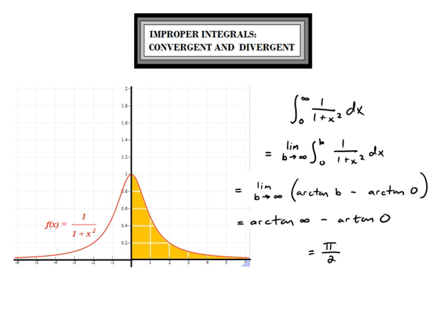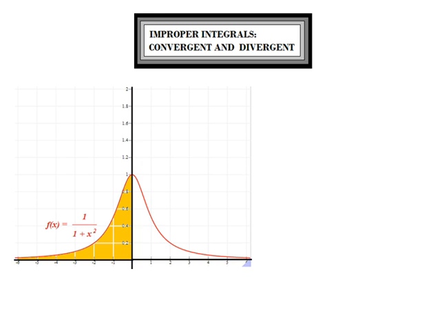The original limit, then, the limit of the integral exists. So this improper integral is convergent. Now, let's take a look at the other side of the graph. In the first one, we took a look at the interval from 0 to infinity. And now, how about negative infinity to 0?